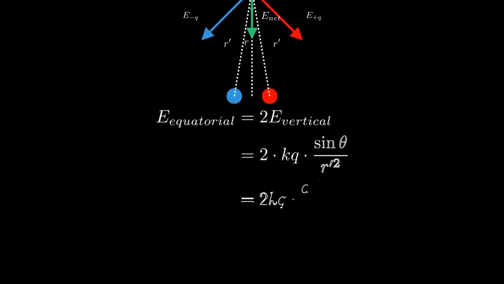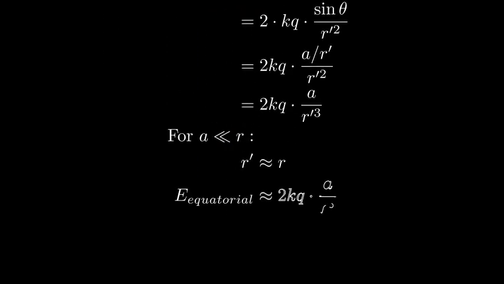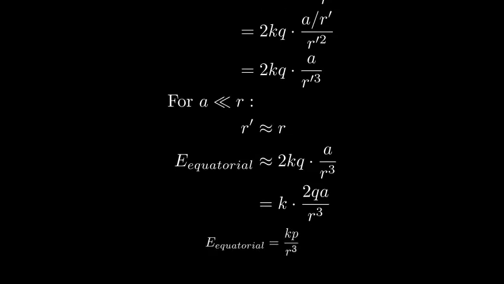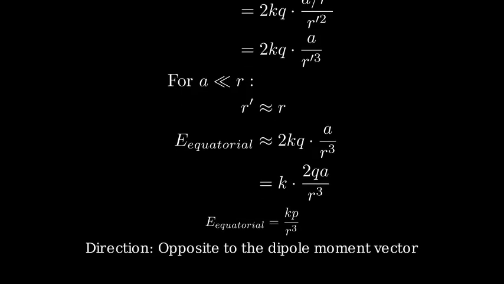After simplification, and for a short dipole, where a is much less than r, the electric field at an equatorial point becomes E equatorial equals k times p divided by r cubed. This field points opposite to the dipole moment direction.